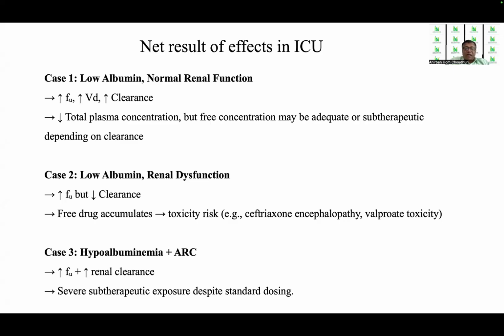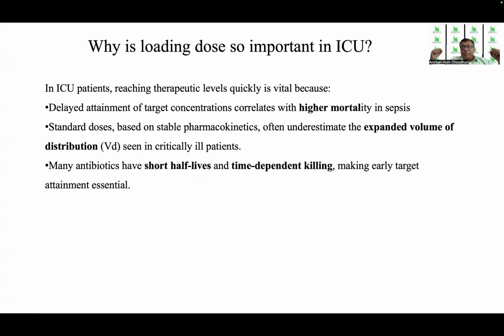occurs despite standard dosing. Now the important thing is, why is the loading dose so important in the ICU? In the ICU, reaching therapeutic levels quickly is very vital, because any delay in attainment of target concentration correlates with a higher mortality. Standard doses are based on stable pharmacokinetics, and they are often studied in healthy volunteers. So they often underestimate the expanded volume of distribution which is seen in critically ill patients. And many antibiotics have short half-lives and time-dependent killing, making early target attainment essential.